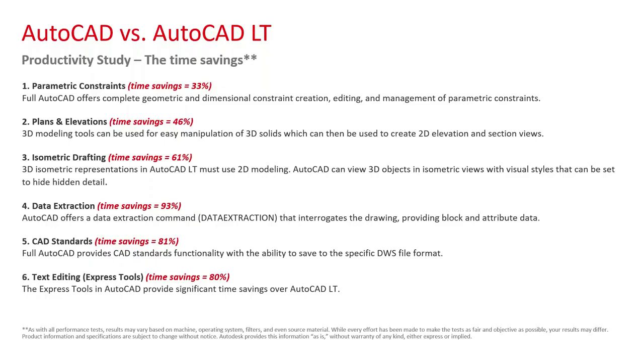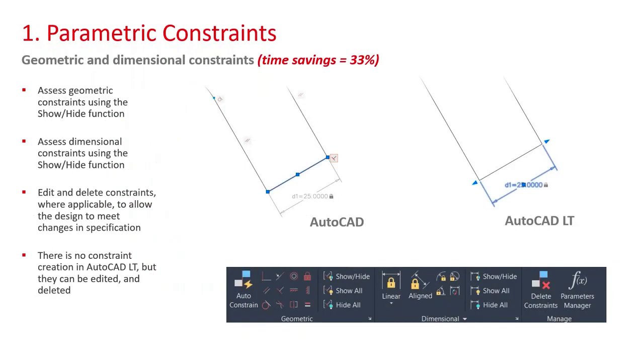And the little disclaimer, like I said at the bottom, just basically says that those percentages might not be exactly what you get if you are going to the full AutoCAD from AutoCAD LT. So let's move into the first one. We're going to have a little look now at parametric constraints.